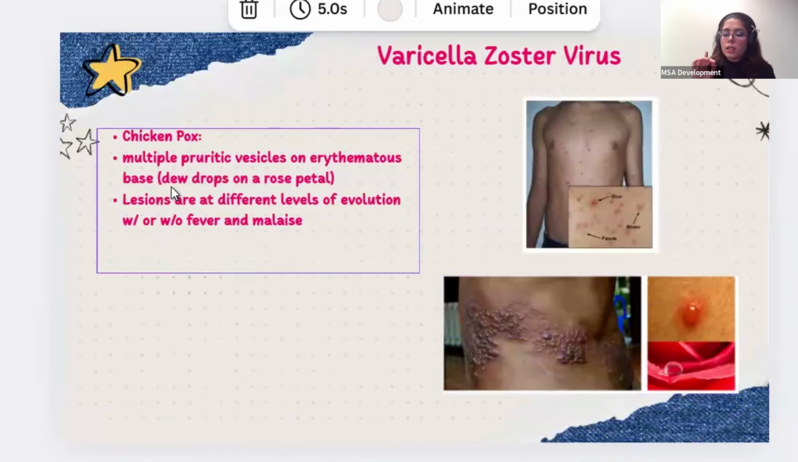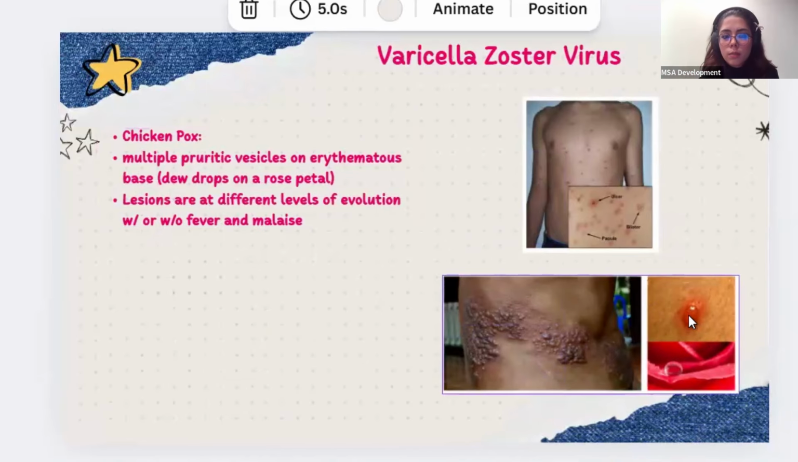Dew drops on a rose petal is the way the doctor explained it. This is what they mean. It's just red and shiny. Okay.